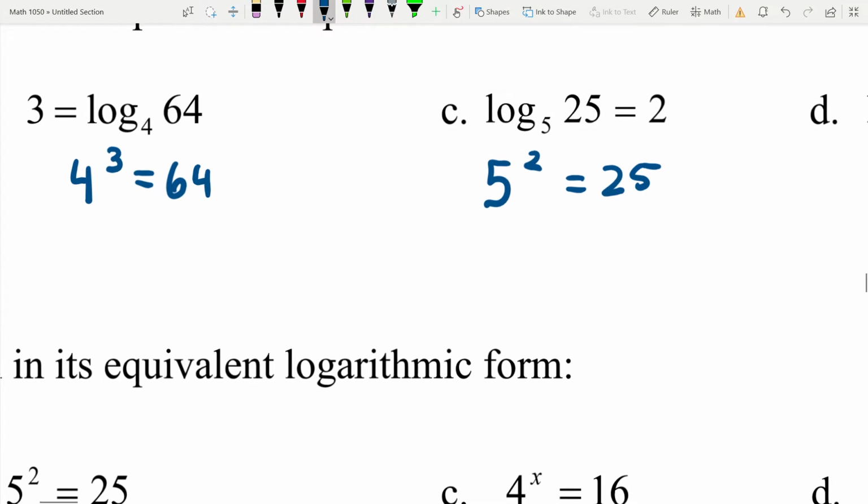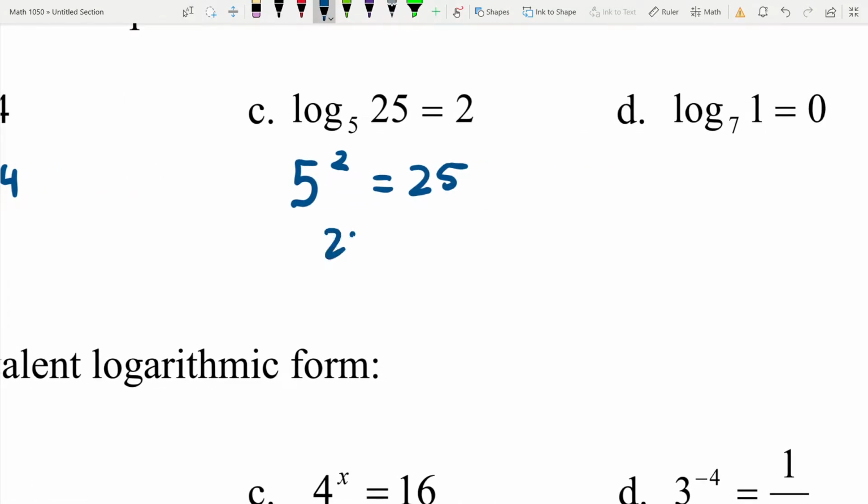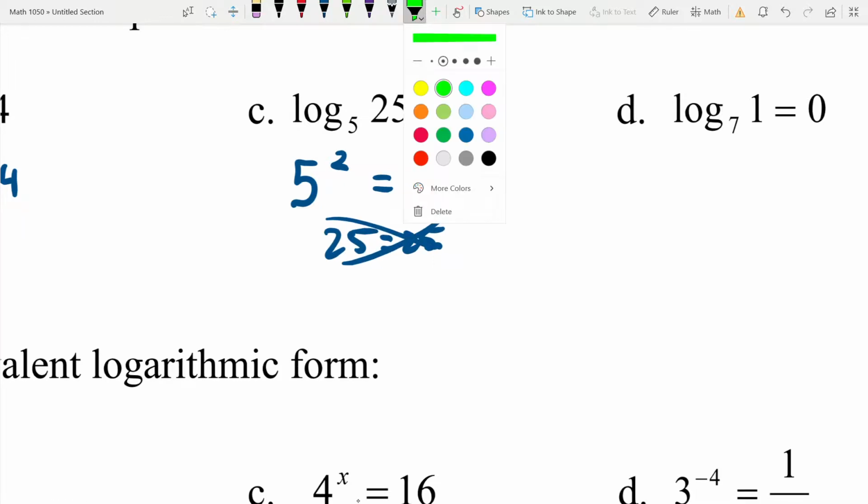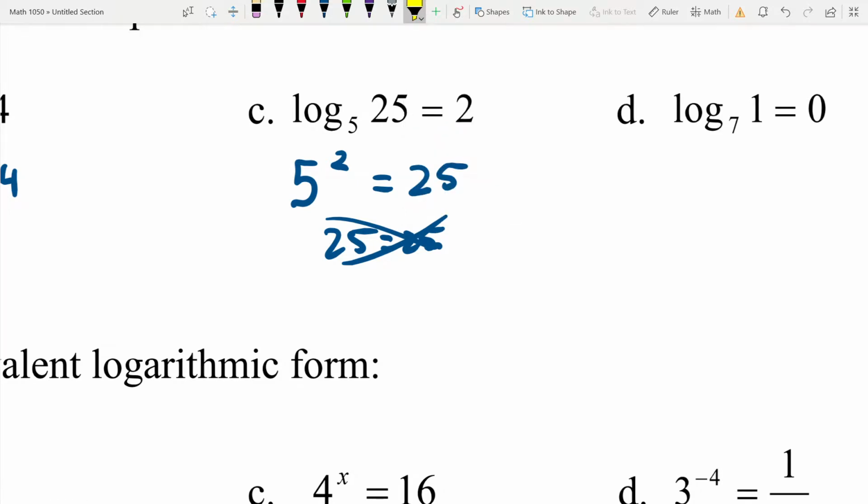Now, sometimes people want to write this as like 25 equals 25, like they want to evaluate that. Don't do that, because if it doesn't have an exponent, then it's not exponential form. It's got to still have an exponent in it, okay?